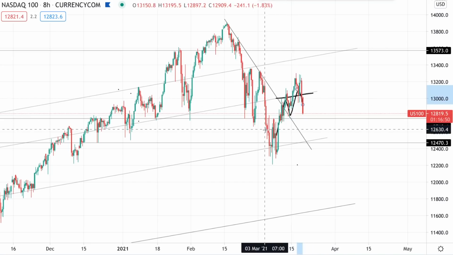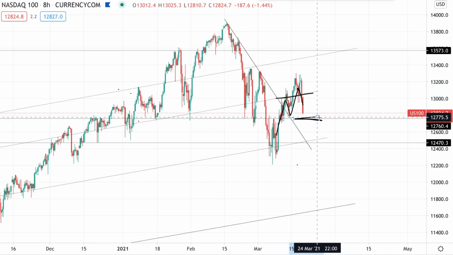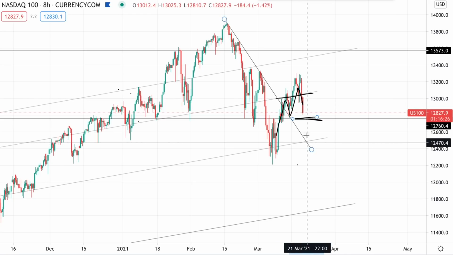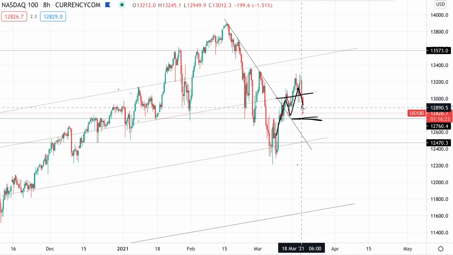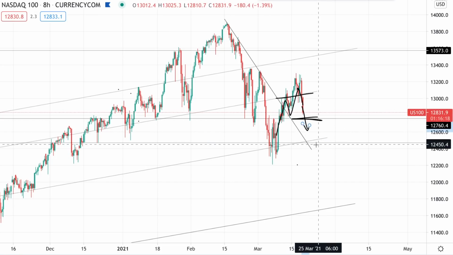It's not the end of the world just yet. We still have this support level right here. This is a strong level of support at 12,760. If we see a move down past this level in the next trading session, that would be a bearish development. We'd be looking for much more downside on the NASDAQ 100.